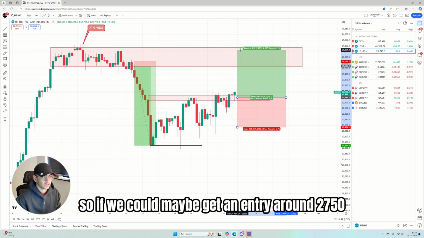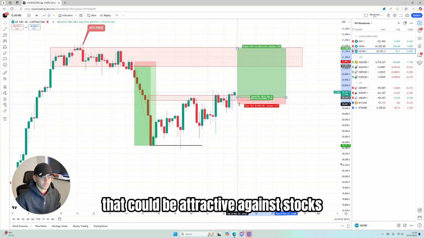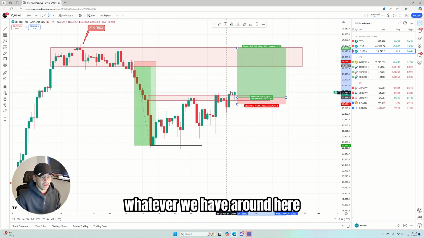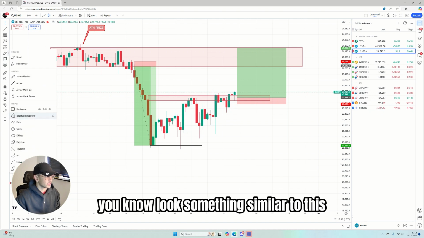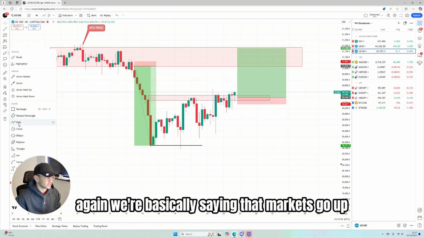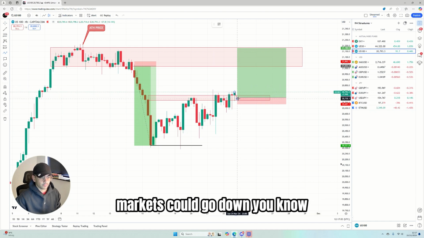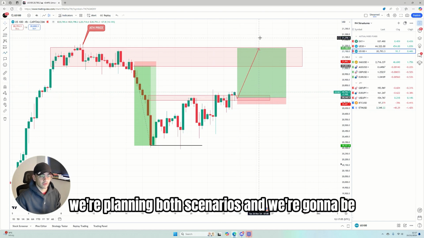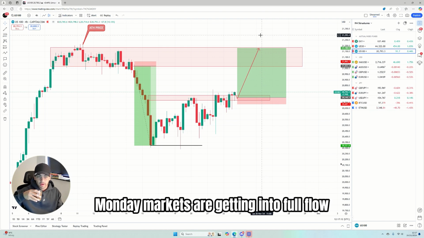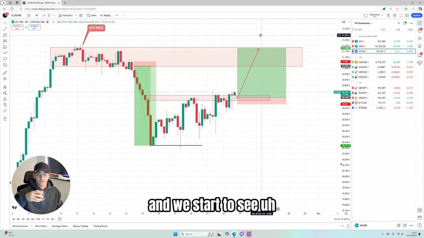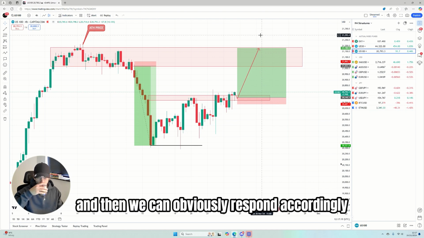So if we could maybe get an entry around 27.50, that could be attractive. Again, stops would be tricky based on whatever we have around here during recent trade. So this could look something similar to this. Again, we're basically saying, look, markets could go up, markets could go down. We're planning both scenarios, and we're going to be responding to what happens as markets unfold, and that Sunday markets open, Monday markets start getting into full flow, and we start to see an outcome, and then we can obviously respond accordingly.